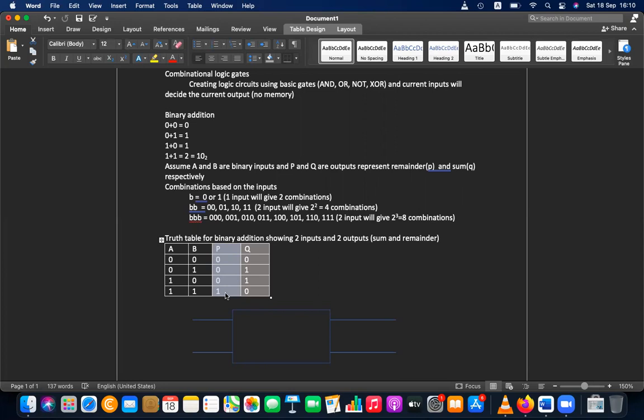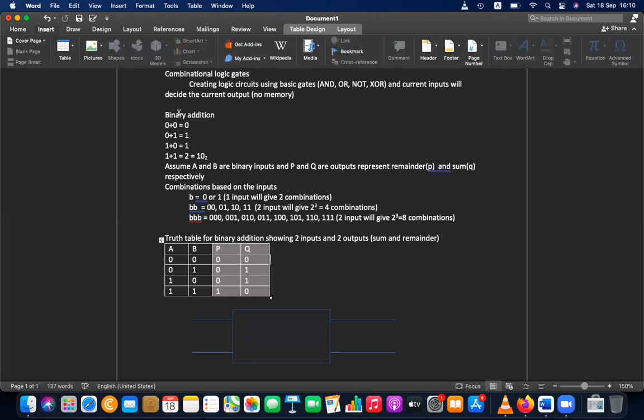If both are 1, which gate outputs 1? Which gate will output 1? The AND gate. So here P is an AND gate. So what you can do is employ an AND gate here.